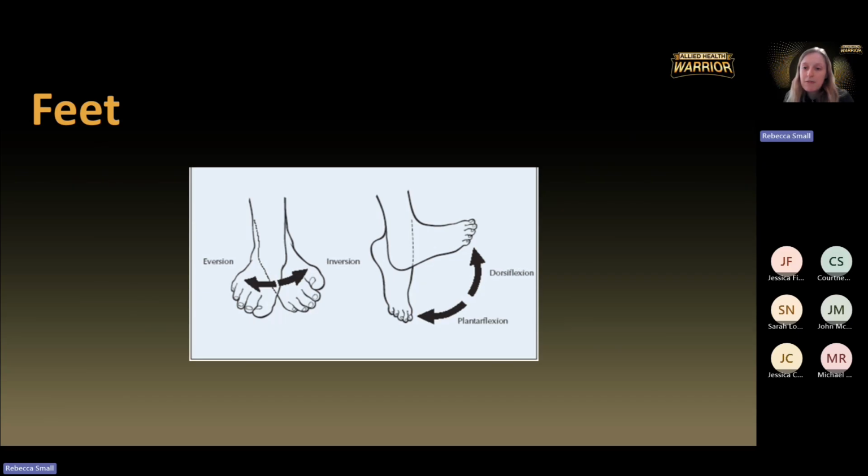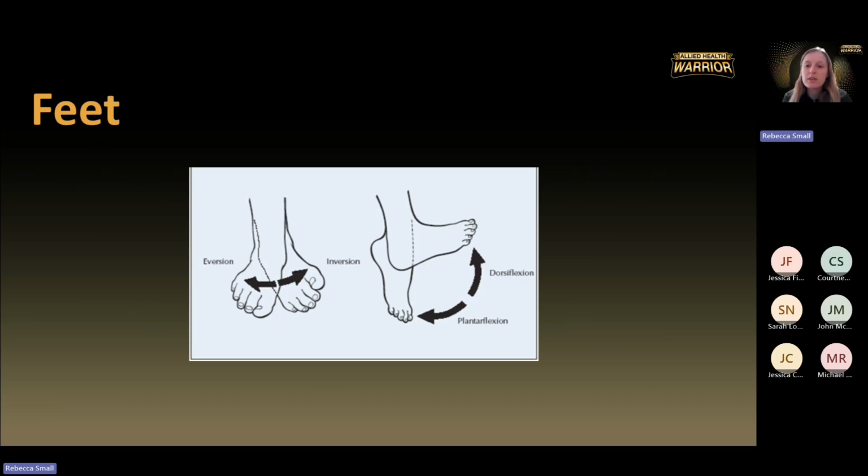So again, eversion, where the foot rotates outward. You can see it here in this picture. Inversion, where the foot rotates inward. So that would be easiest to see from the front, the frontal plane. And then move to the side for these next two, dorsiflexion and plantarflexion. So you'll see dorsiflexion is more where the foot is pointed upward. So that's this posture. And plantarflexion is where the foot is pointed more downward.